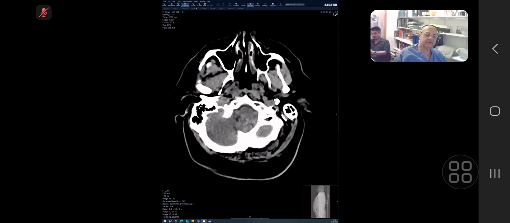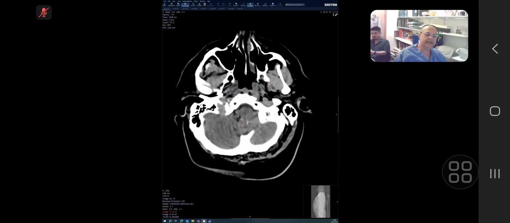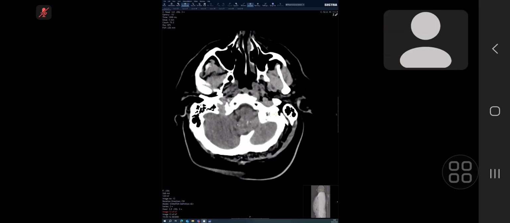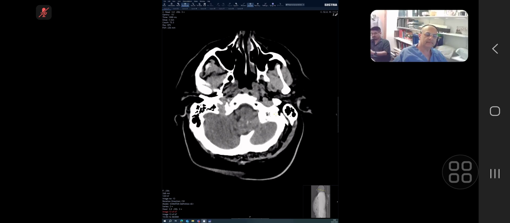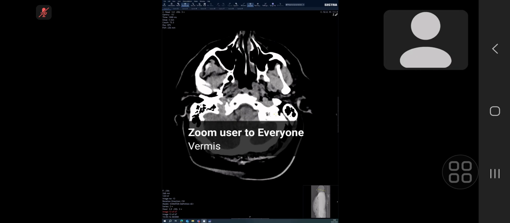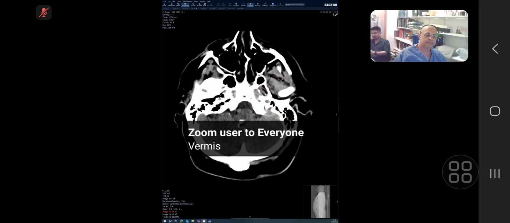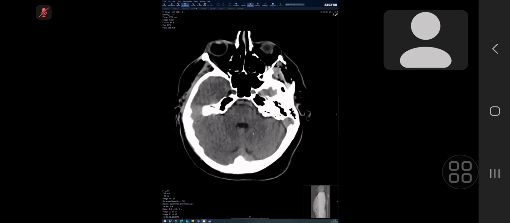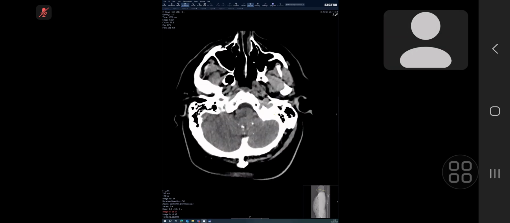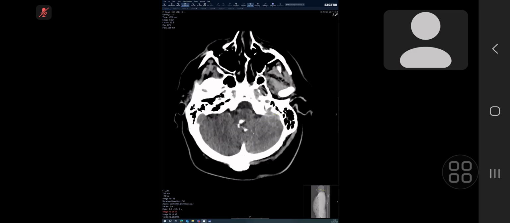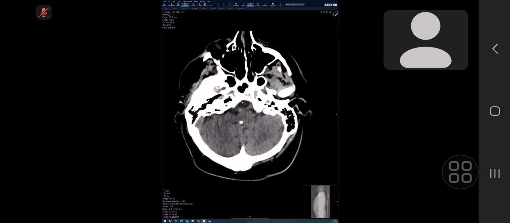What is this structure that you can see, which is the same density as the pons and the cerebellum? And what are these structures in it? Is it normal? I'd like to see that in the sagittal sections if possible. So you want to see sagittal sections.